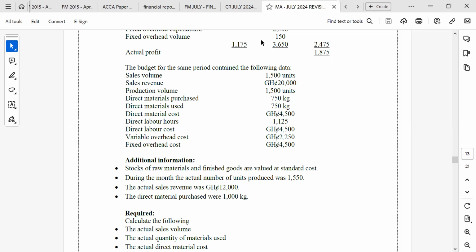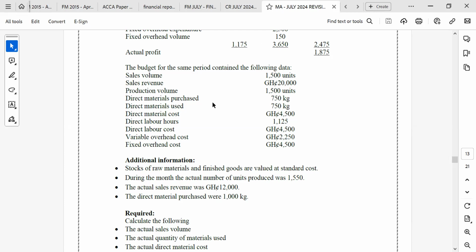So what are they asking us to calculate? The first one is actual sales volume. Actual sales volume means actual sales quantity, or actual quantity sold. So we will not come here.